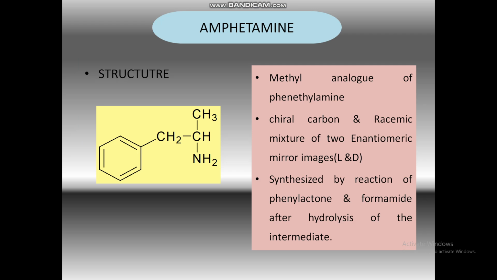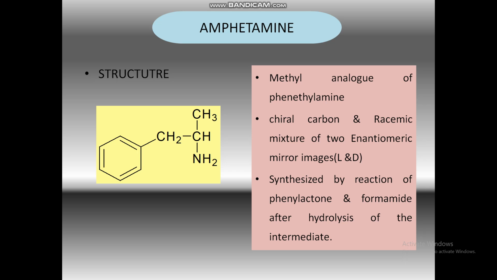Next, amphetamine. The structure of amphetamine contains a phenyl ring bound to an amino group through an ethyl chain with an additional methyl substituent. Amino group and methyl group are present. It is a methyl analog of phenethylamine. The carbon atom adjacent to the primary amine is a chiral carbon.